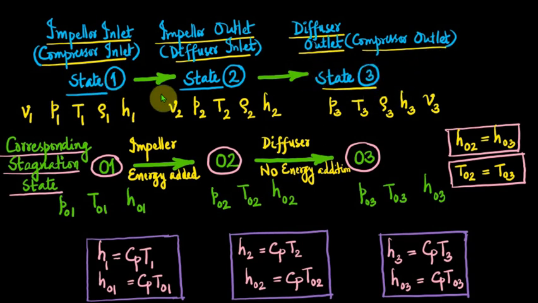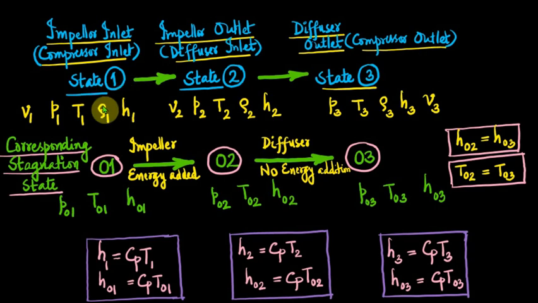These thermodynamic states you have to consider to arrive at important relations: state 1, state 2 and state 3. 1 to 2 represents impeller action and 2 to 3 represents the diffuser action. If you want to represent the entire compressor action, then you say state 1 to state 3, which represents the total compressor action.